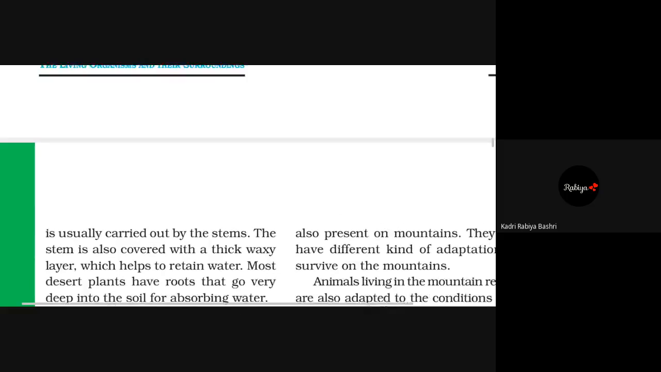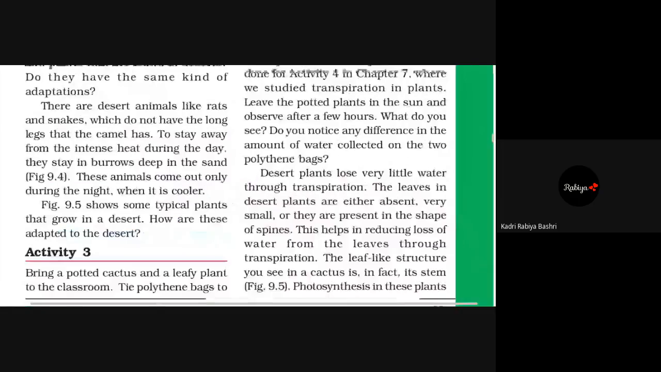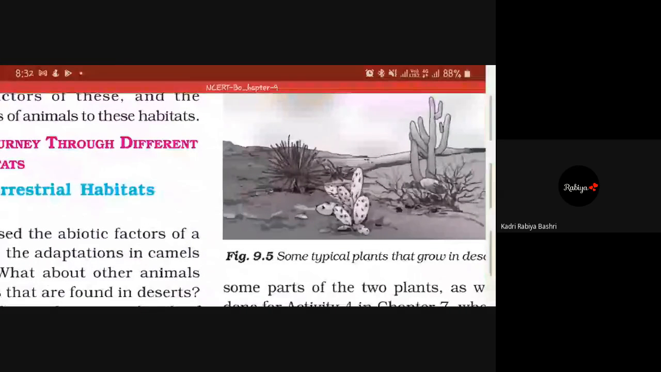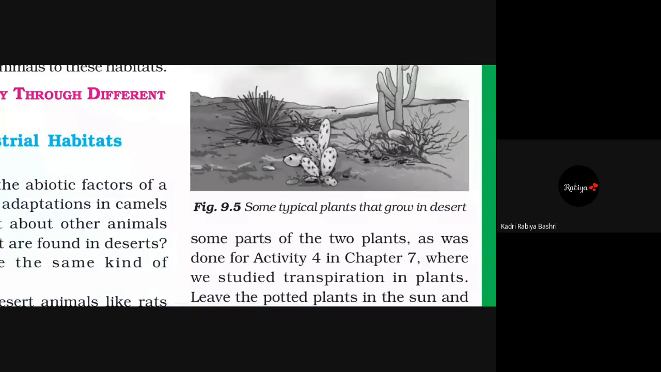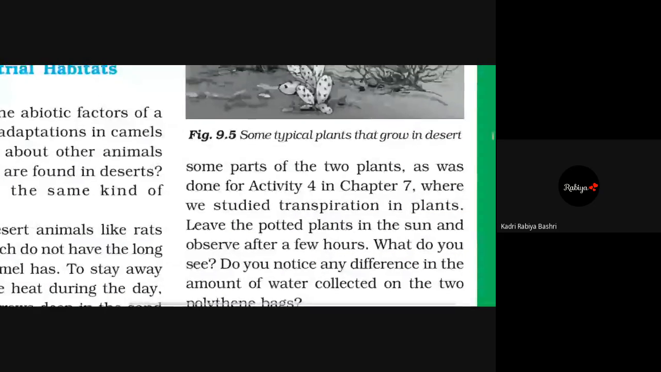Now, in this activity number 3, we have to bring a potted cactus and a leafy plant, a normal plant. Well, this is called cactus with thorns. This is a different type of cactus. What you have to do is bring a cactus and a leafy plant, and tie some part of the plants with a polythene bag. After keeping it for a few hours in the sun, what will you see?